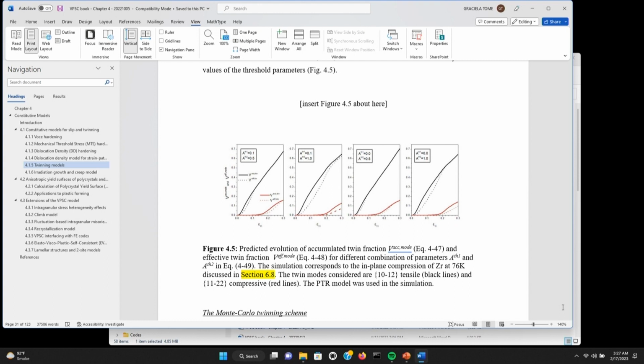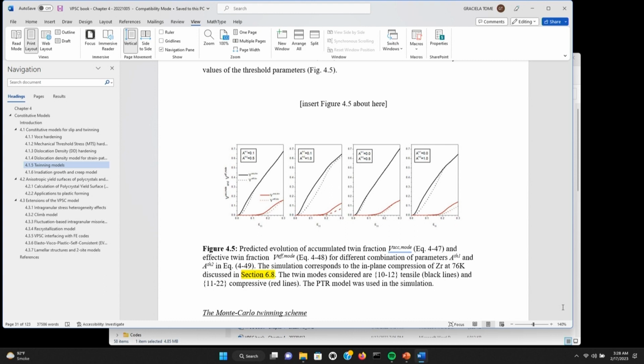If you use 0.1 and 0.5 here, you see that it starts below, but it catches up very, very quickly. The same with the compression twins, it catches up very quickly. If I use 0.1 and 1, yes, it takes a bit longer to catch up because I make the threshold much higher. Instead of 0.5, I put 1. But eventually it catches up. If I use 0 and 0.5, you get that. If you use 0 and 1, you get that.